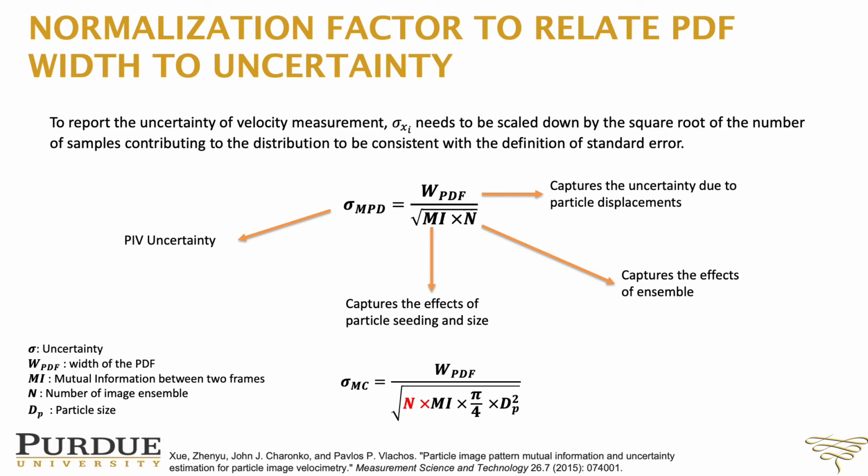Now, as a reminder, the normalization factor that goes into the MC algorithm accounts for the number of pixels that go into our correlation plane. And that's why you can see it also includes the area of the pixels in its normalization factor.